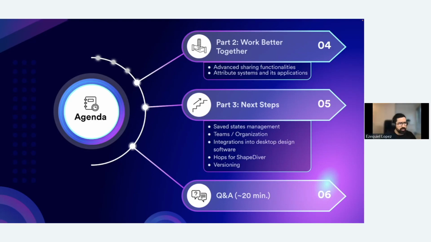And then finally, we're going to have part three, which is next steps. Here we're going to talk about what we're working on. In the previous months, we've been working on what we're going to show you now, and in part three, we're going to show you what we're currently working on, which is save states, teams or organizations, integrations into desktop design software, hubs for ShapeDiver, and versioning. And finally, we're going to have our Q&A, 20 to 30 minutes. Hopefully we can make it within 60 to 90 minutes, so we can be on time by 2 hours, and everyone can go about their day.